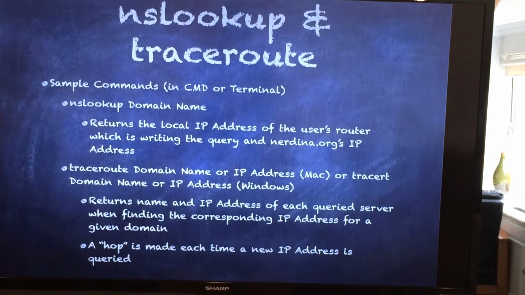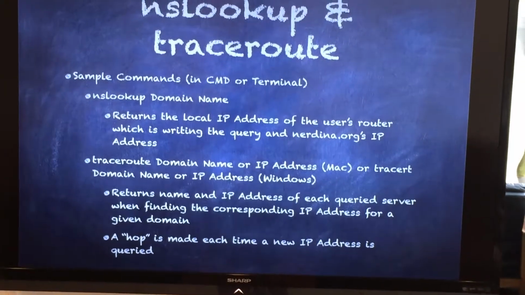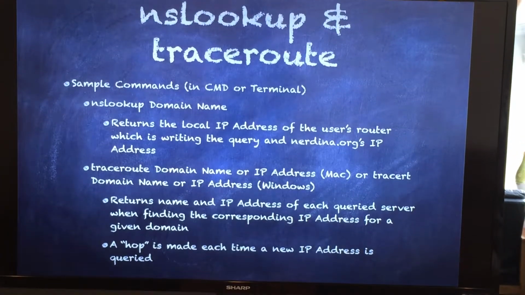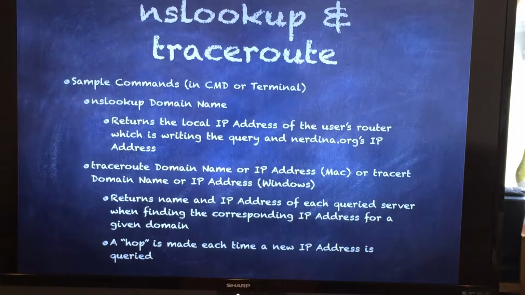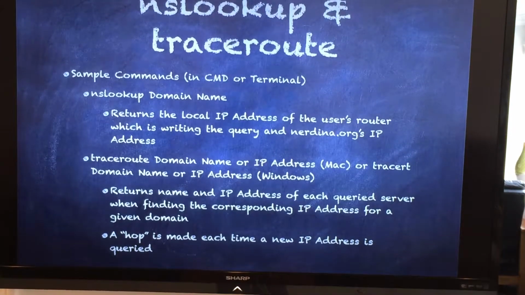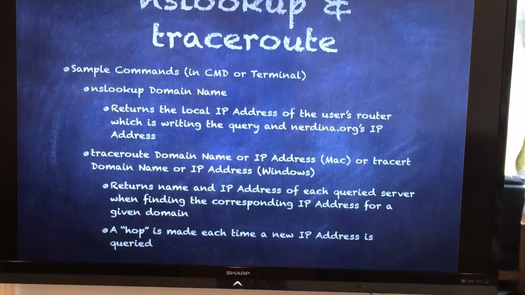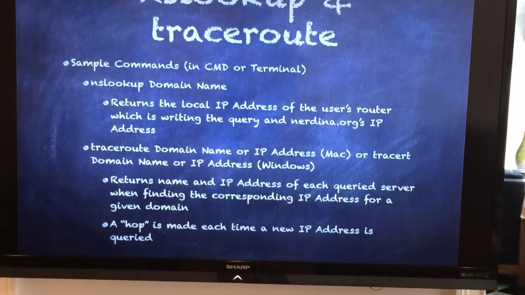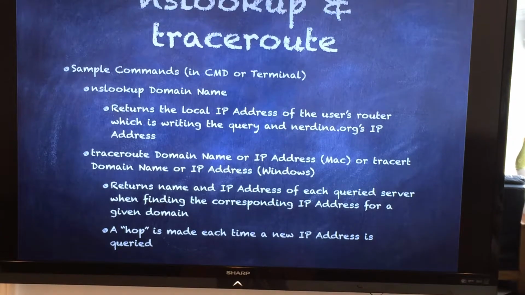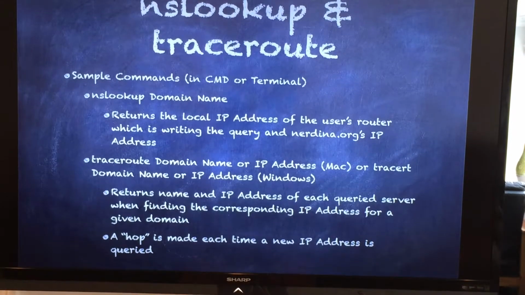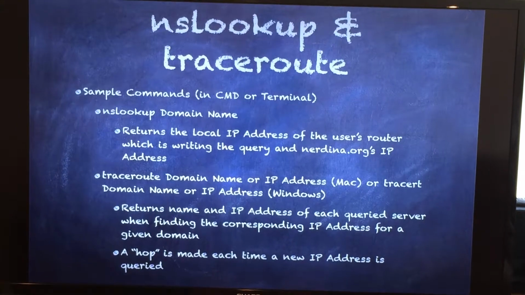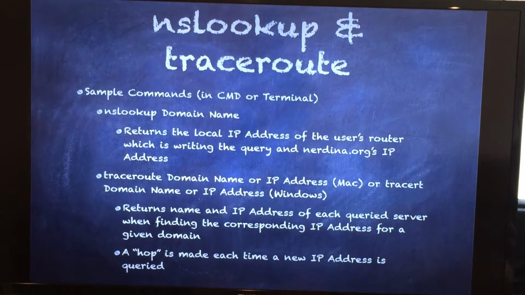The first command is nslookup. As an example, I would type nslookup nerdina.org. This command would then return the local IP address of my router. That would most likely be 192.168.1.1. The router, as we know, is then routing the query, which is processed by numerous servers, and then nerdina.org's IP address would be returned. So nslookup would print out both the local IP address of my router and nerdina.org's IP address.